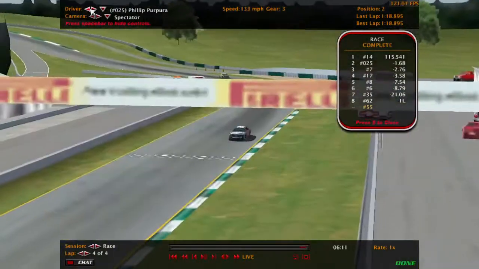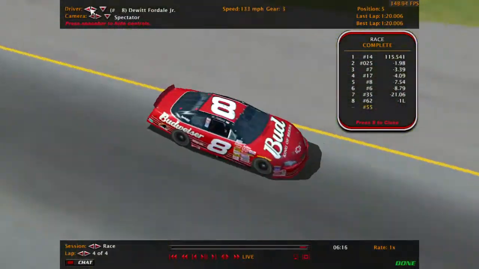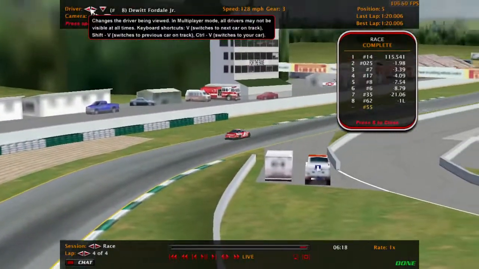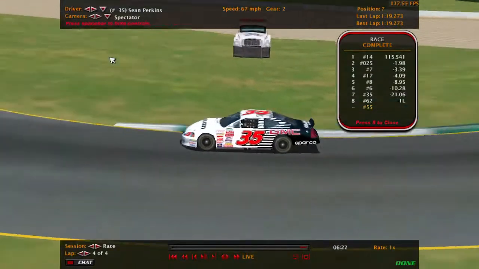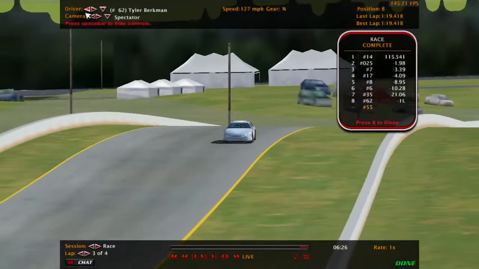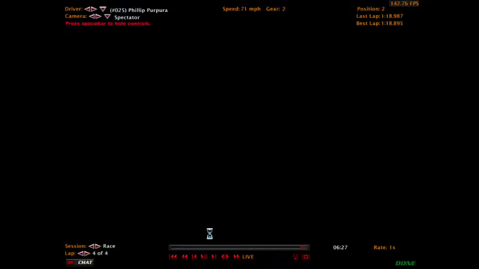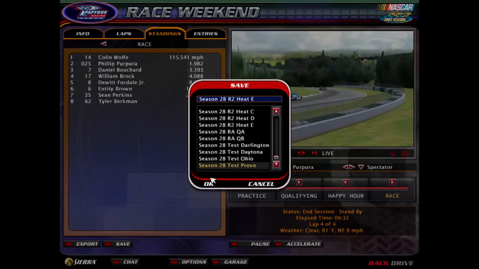Wolf wins. Papura comes home second. Bouchard third. Brock fourth. And Fordale is going to come home fifth. Entity Brown, Sean Perkins, so none of the Silver Speed cars are going to be in this. And Tyler Berkman will all go home in this event.